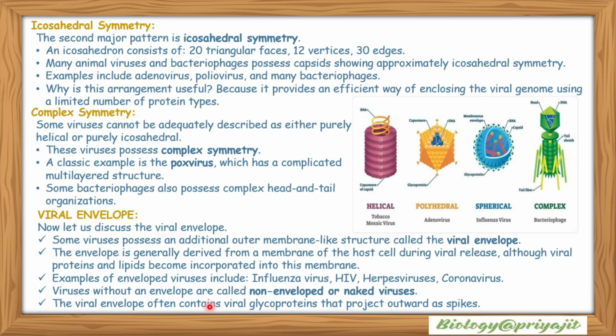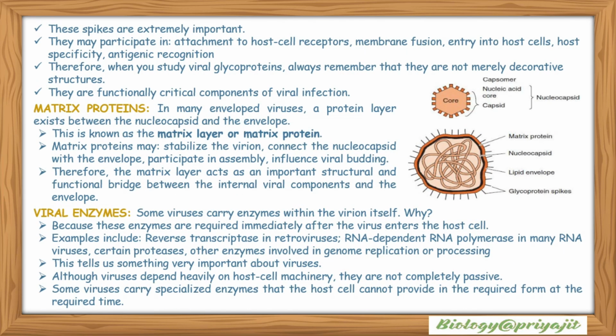The viral envelope often contains viral glycoproteins that project outward as spikes. These spikes are extremely important. They may participate in attachment to host cell receptors, membrane fusion, entry into host cells, host specificity, and antigenic recognition. Therefore, when you study viral glycoproteins, always remember that they are not merely decorative structures. They are functionally critical components of viral infection.